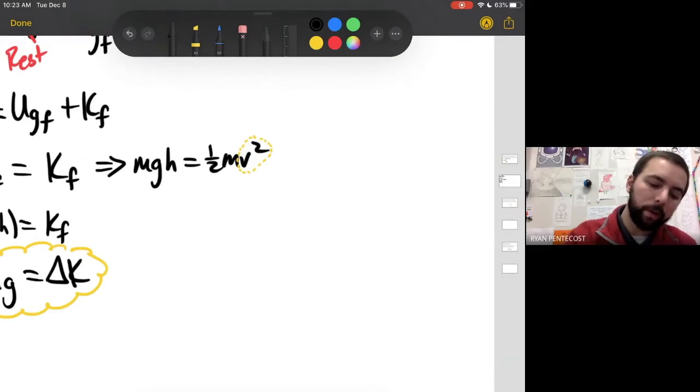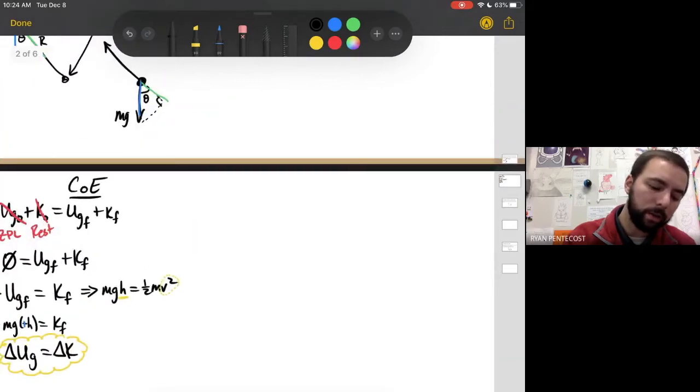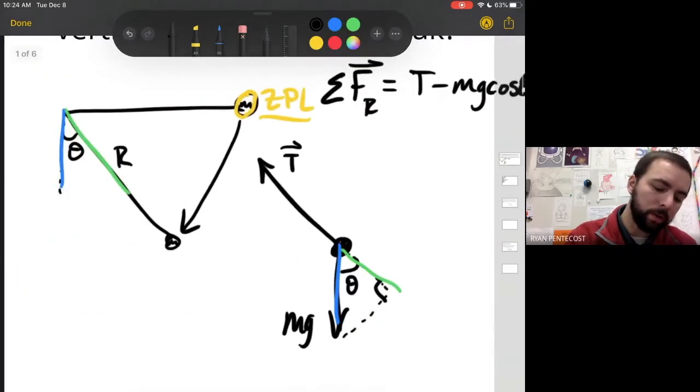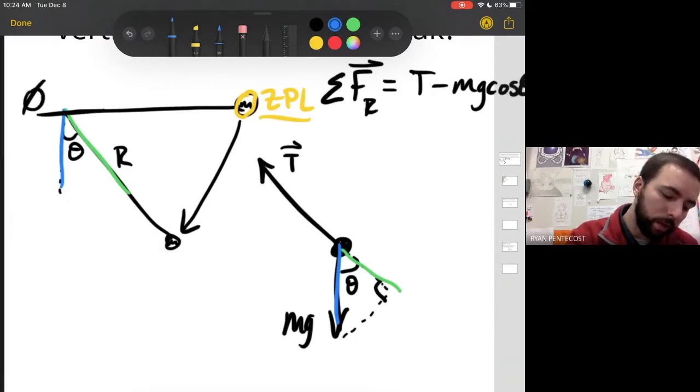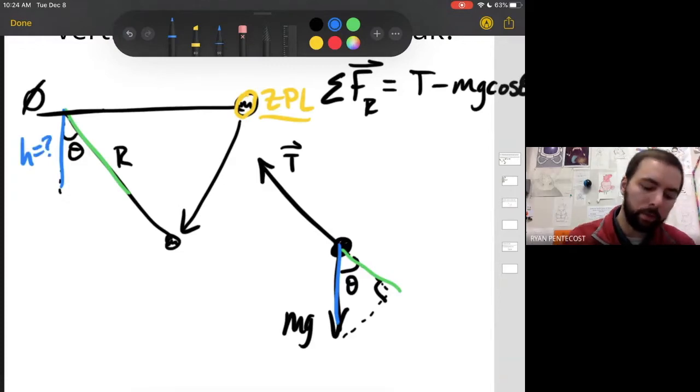Now, the other thing we need to pay attention to is the height. What is the height that we are seeing here, right? So if this is 0, this is our ZPL at 0. Our height seems to be changing here along that blue line.